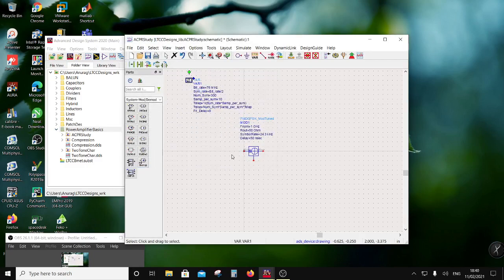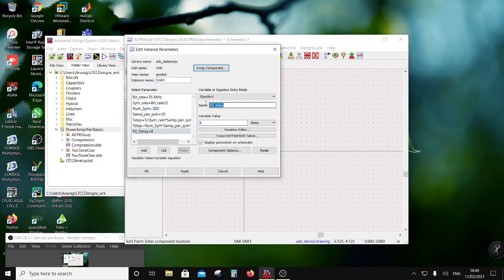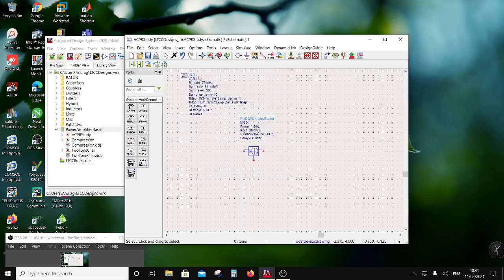So now I also need the RF frequency, right? So I want to put here RF frequency, and that is 6.5 gigahertz. Center band frequency, sorry, 6.5 gigahertz, right? And RF power, that for now I am going to start with 0 dBm. Okay, so I guess we are done with the variables.